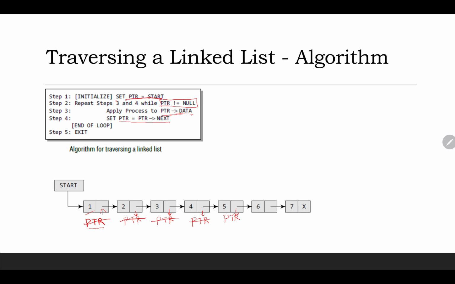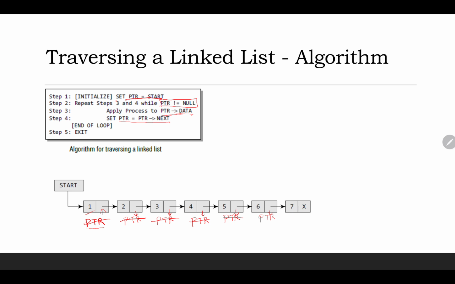So yes, it is not equal to null. So we have to do step 3. Then in step 4 the pointer is moved to the next. So here now this is the pointer. Then we are checking ptr is not equal to null. Yes, it is not equal to null. So we have to process the third and fourth steps.